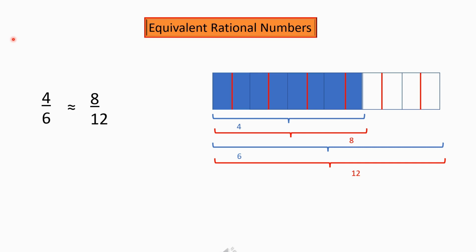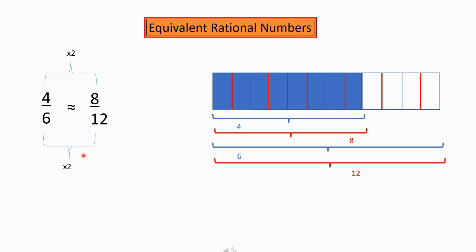We can also understand this concept algebraically. For example, to convert 4 by 6 to an equivalent rational number in the form of 8 by 12, we can multiply both the numerator and denominator of 4 by 6 by 2.